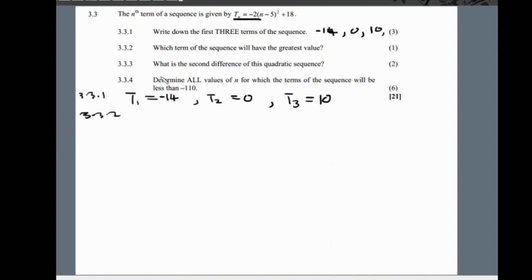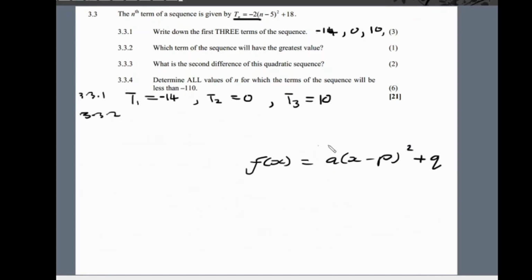And then 3.3.2, write the term of the sequence which will have the greatest value. So if you look at this function here, it's a quadratic function, and then it's in the form of, if you think from our functions, right, it's in the form of a(x minus p) squared plus q, right?